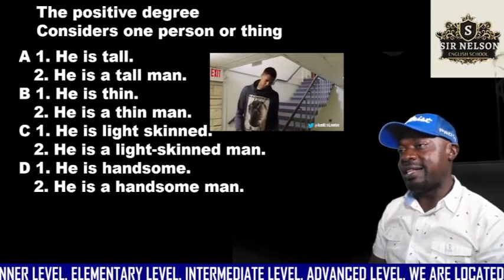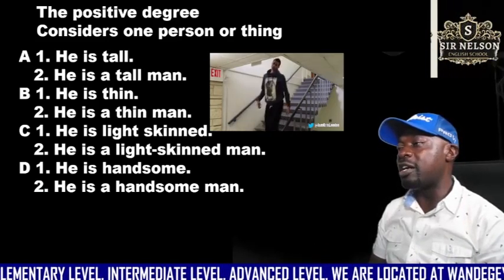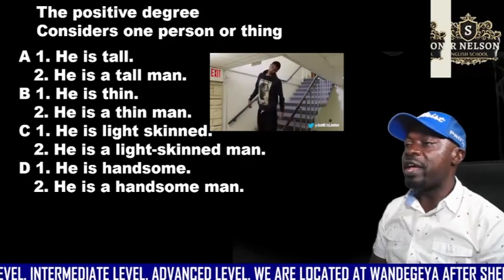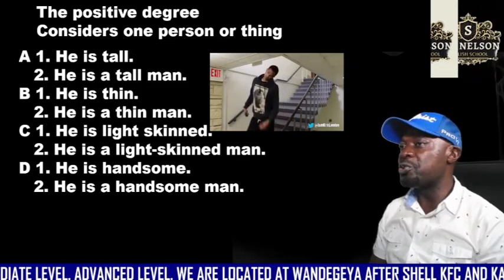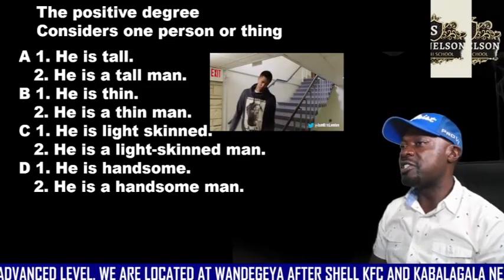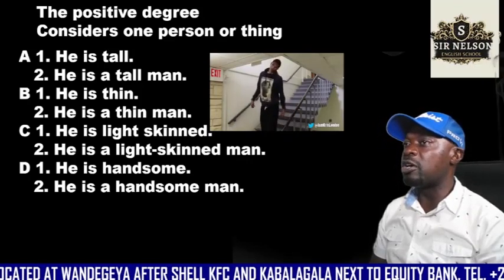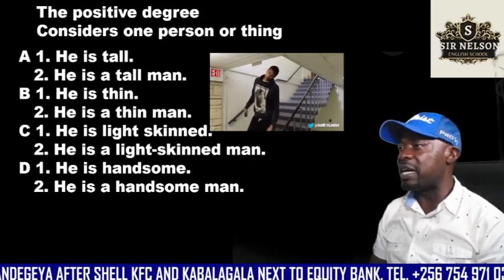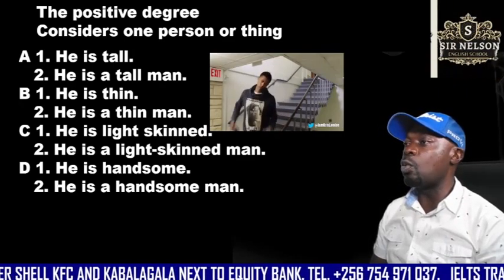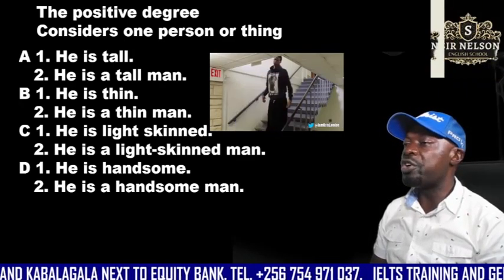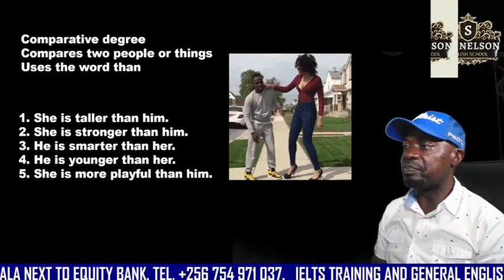Look at the sentences and they all describe the gentleman. We have one noun, so we use he's tall, he's a tall man. Tall is the positive because we are describing one person. If you are describing one thing or one person, we use the positive.